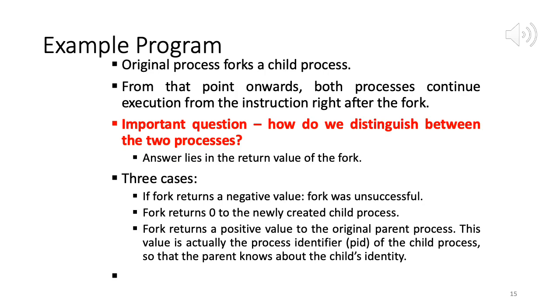The last slide for today, I am on slide 15, example program. This is just describing that previous program. The original process forks a child, which, again I am repeating, contains a copy of the parent's original C program. From PID equals fork onwards, both processes, parent and child, continue execution from the instruction right after the fork. Important question: how do we distinguish between the two processes? The answer lies in the return value of fork. As we said, there are 3 cases. If fork returns a negative value, fork was unsuccessful, and we abort the program.